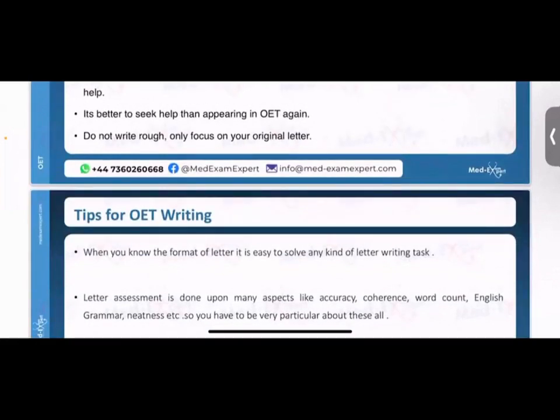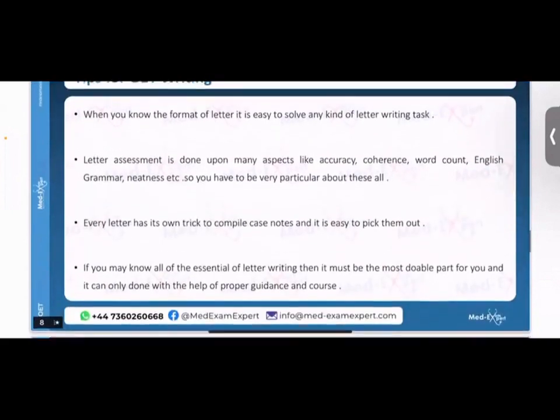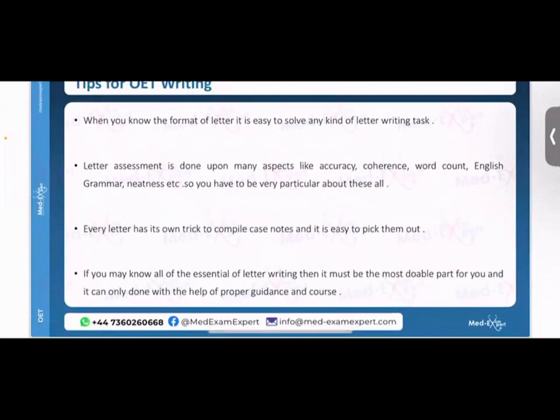Do not write rough, only focus on your original letter. Whenever you try to write at home just for your own preparation, it is advisable that you write neat and clean so that you may be able to perform well in the real exam. And this is about format. Whenever you know the format of the letter, it is easy to solve any kind of letter writing task.